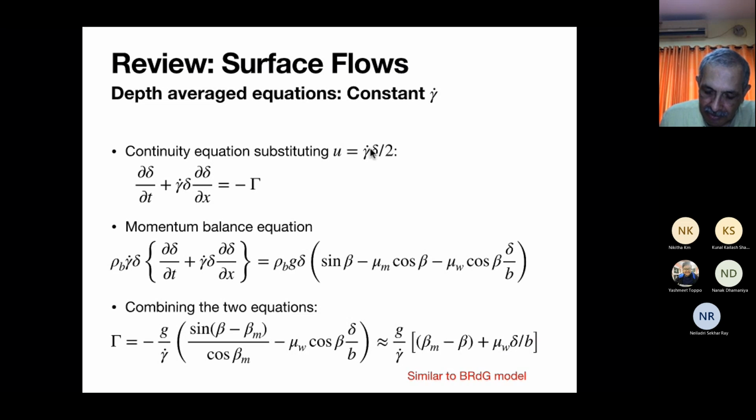So if you look at this equation, this looks exactly like the BRDG model, which we had discussed right at the beginning of the surface flows. So, these equations essentially give us a deposition rate gamma, which is the same as the BRDG model. Of course, one small difference is this, you get the frictional term, wall friction term also. But if there is no wall friction, then the two models are exactly the same. Only thing, now we know what is the prefactor. It is acceleration due to gravity divided by the velocity gradient or shear rate.